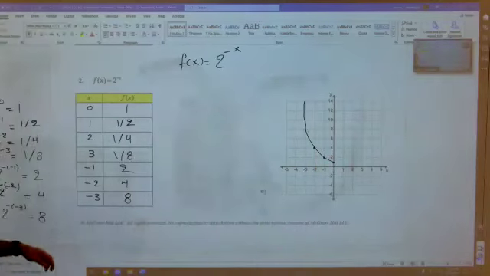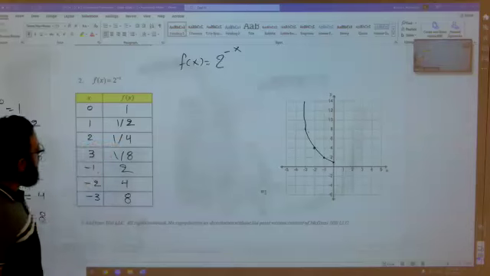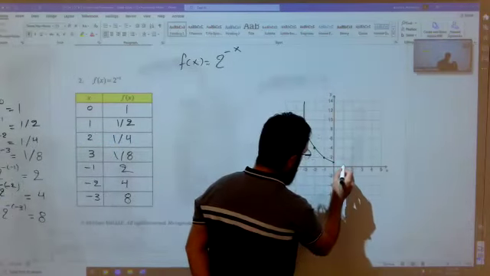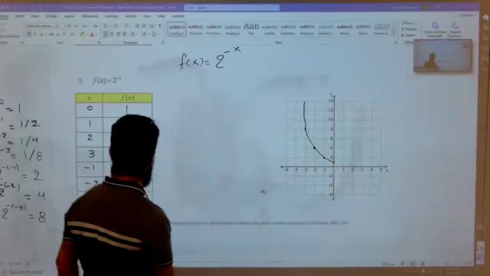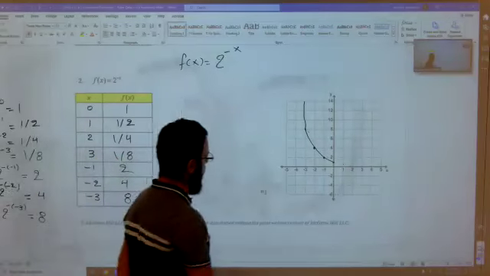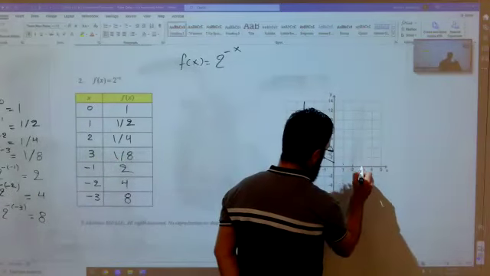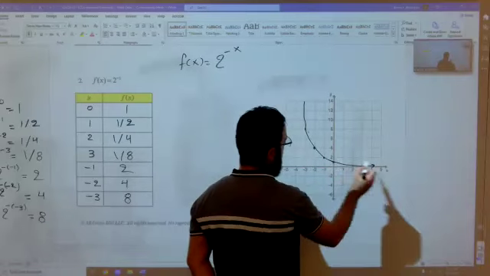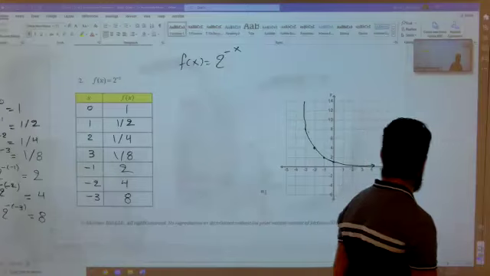And then on the other side, 1 is going to be half. Then keep going down. Half, 1, 4. It's never going to cross the x coordinate.